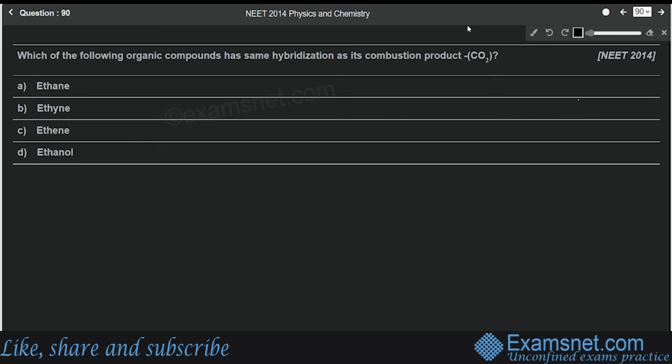And now the last question is from the chapter Hydrocarbons, and the question is which of the following organic compounds has same hybridization as its combustion product carbon dioxide? So what is the structure of carbon dioxide? Carbon oxygen double bond, and this side also carbon oxygen double bond. And what is the hybridization of this carbon? sp hybridization. Okay, that means the organic compound should also have sp hybridized carbon. Okay, and we know that which type of hydrocarbon has sp hybridized carbon? Alkynes. That means ethine. Option B will be the correct answer. It will also have sp hybridized carbon.